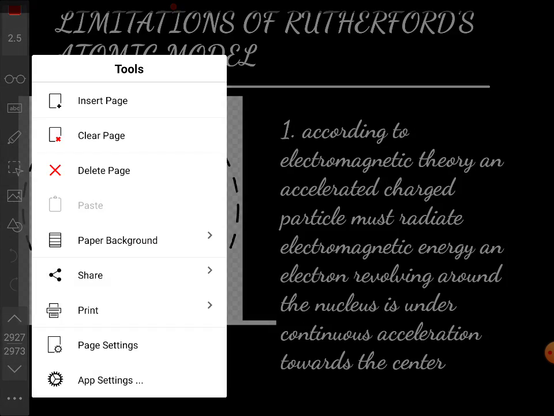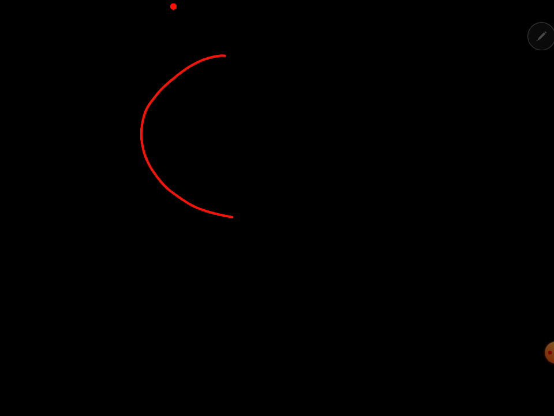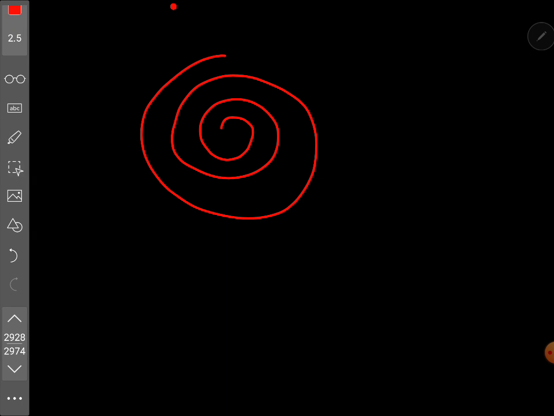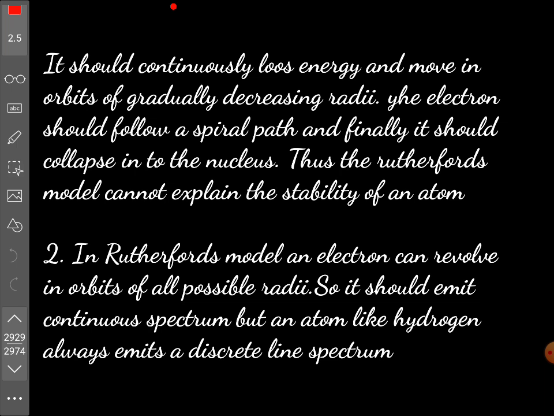Let me show you. The electron should revolve like this, and finally it should collide with the nucleus, and the atom will be finished. But that is not happening experimentally. We know that the orbits are stable and the atom is also stable.